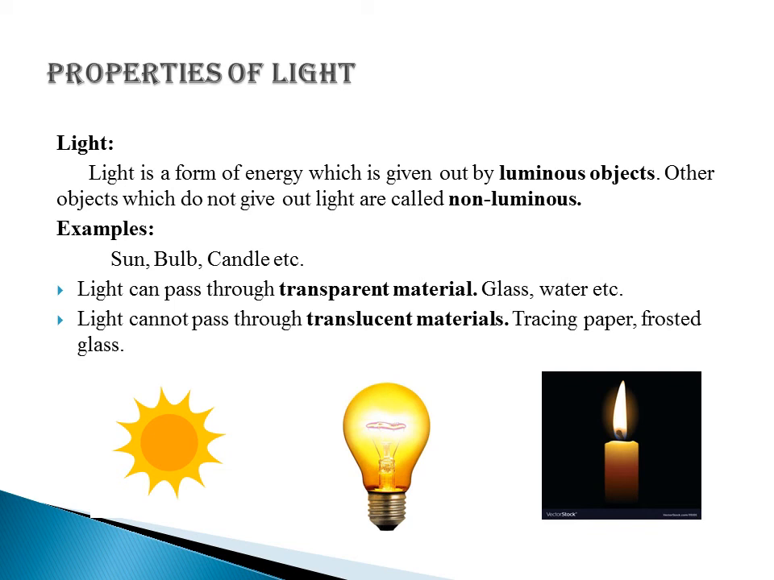Light can pass through transparent material like glass, water, etc. Those materials which can pass light through them are called transparent materials. Those materials which cannot pass light through them are translucent materials. For example, tracing paper, frosted glass, etc. Waxed papers are also included in it.